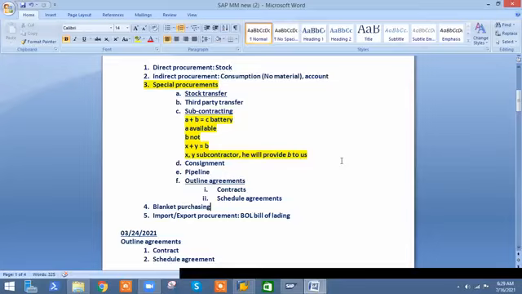Why? Because this blanket purchasing itself indicates that whenever you are going to create an order for low cost value items, a simple example being stationery items. If that cost is around 800 or 500 rupees, they don't enter any goods receipt. In terms of the configuration itself, it is a standard configuration.